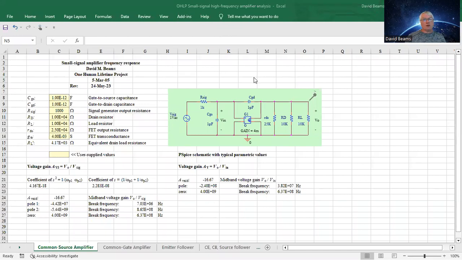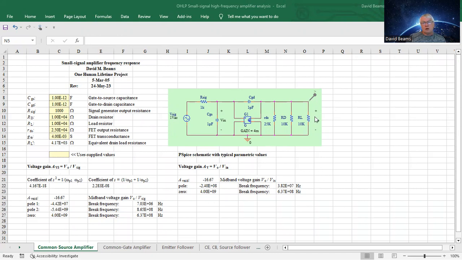Here we have the spreadsheet of small signal high frequency amplifier analysis, with different types of amplifier circuits, each one having its own worksheet tab. This first one is the common source amplifier. And here we have user supplied parameters: gate to source capacitance, gate to drain capacitance, the signal source resistance, the drain resistor, the load resistor, the output resistance or drain to source resistance of the MOSFET, transconductance, and so forth.